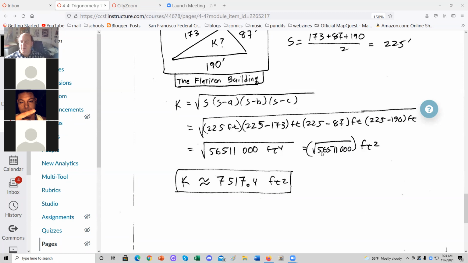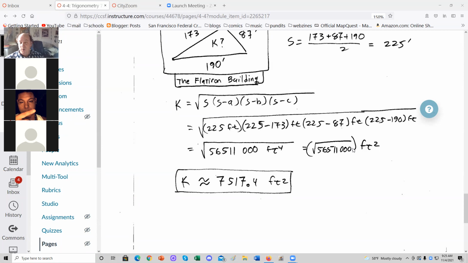Root 56,511,000 square feet. And by the way, I am astonished that Heron was willing to even contemplate the concept of a fourth power of a unit of length. The Greeks generally didn't believe in dimensions beyond 3. So here we have tesseract feet units, but we take a square root, so it turns into square feet.